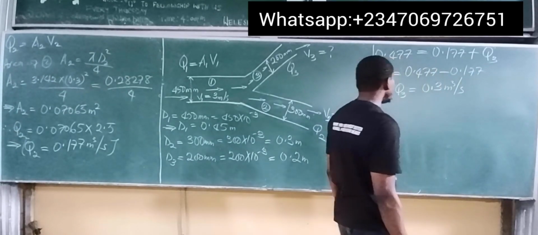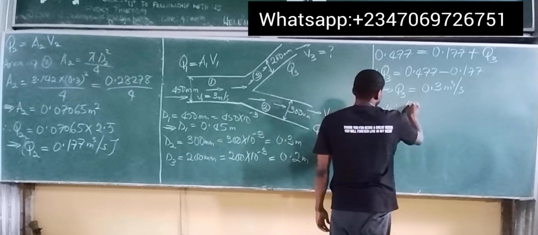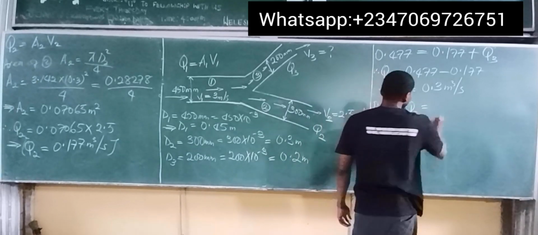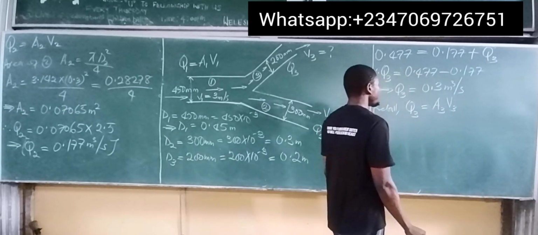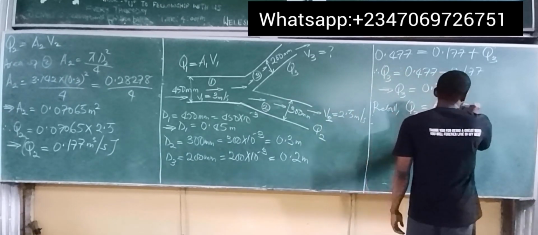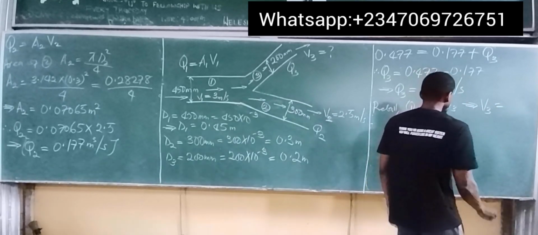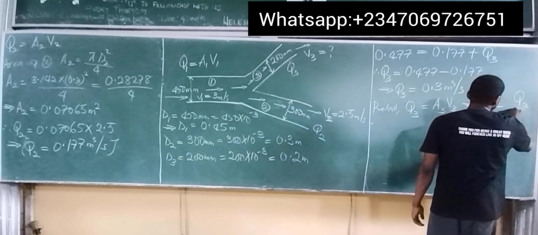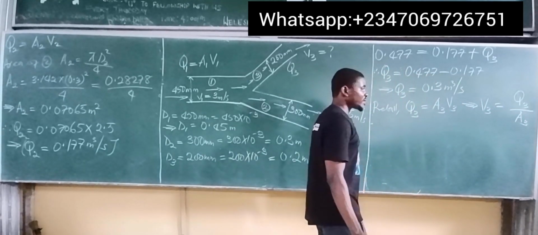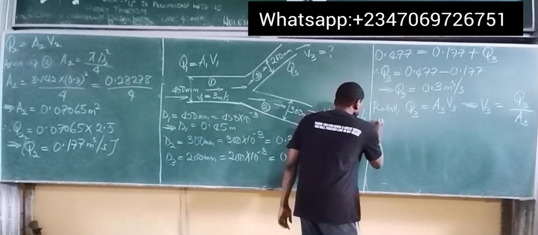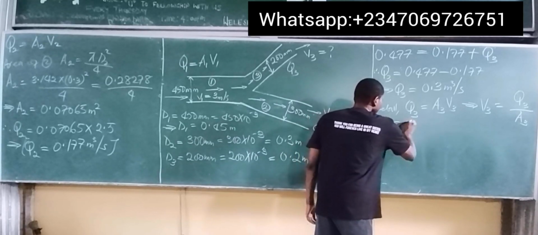And of course, if we know the discharge through that pipe, we can simply recall that discharge through the pipe, Q3, is equal to the area of pipe 3 multiplied by the velocity of pipe 3. So we are asked to find the velocity of that pipe. This simply implies that the velocity of the flow at pipe 3 will now become discharge at pipe 3, Q3, all over area at pipe 3. So we need to now obtain the area of pipe 3. Area of pipe 3 is simply pi over 4 times diameter of pipe 3 all squared.